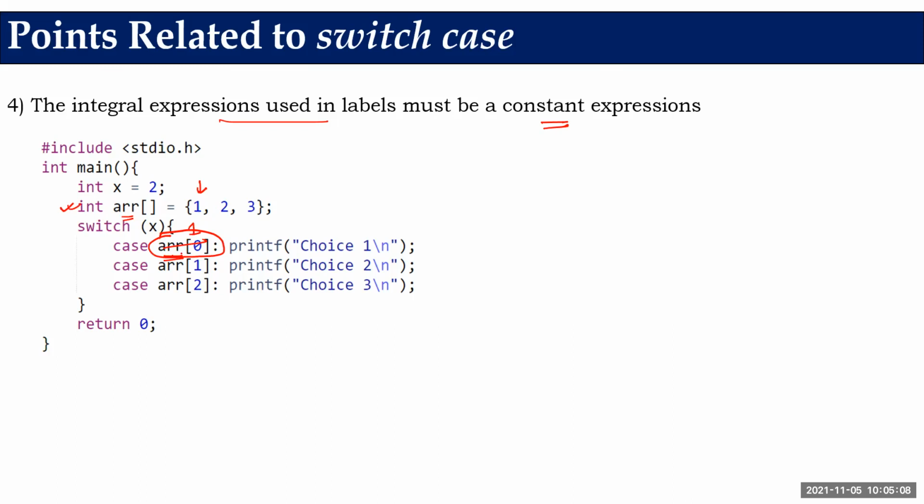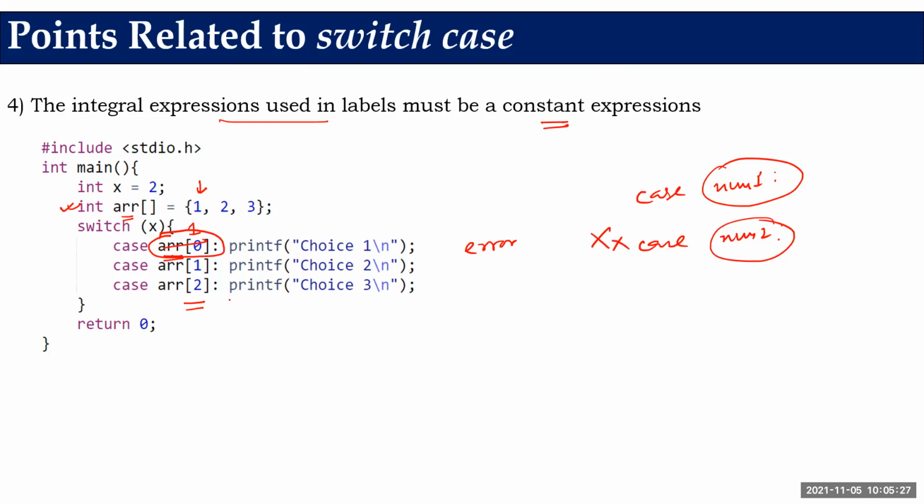It should be a constant expression. So here also you'll get an error. If you write something like case num1, case num2, these are variables, not allowed. Even the array items are also not allowed, because array items are variables. They are not constant. You have not declared anything as constant here. ARR is a variable.